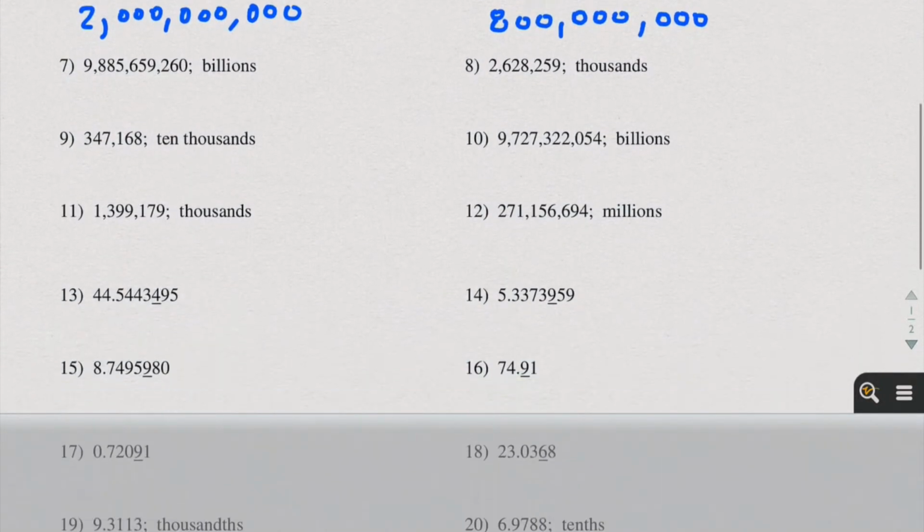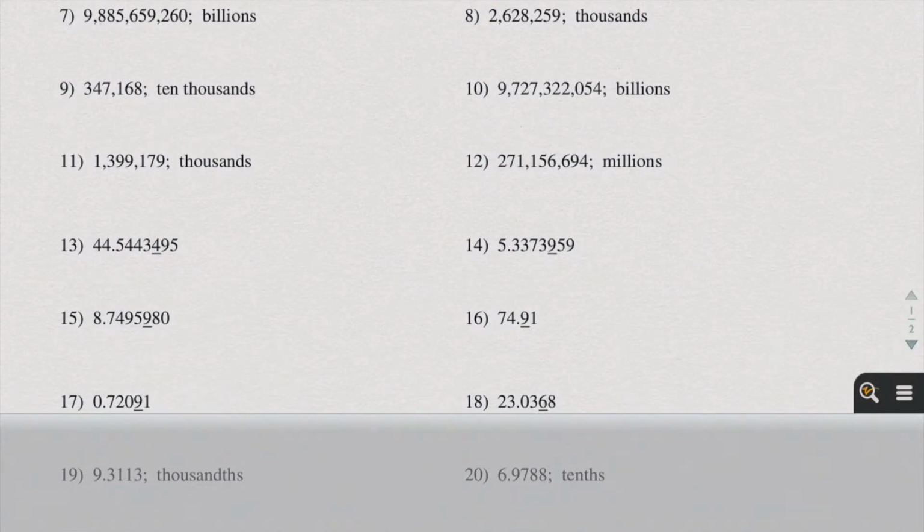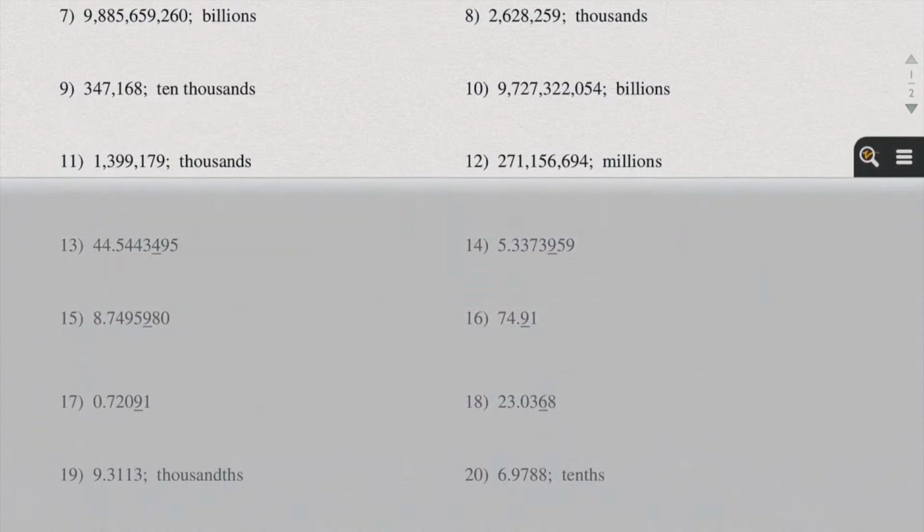Number 7. So now it's asking us to round to a specific place, and this one is telling us to round to the billions place. So the billions place is where that 9 is at. So we look to the right at the 8. Because the 8 is greater than 5, we round that 9 up, and this now becomes 10 billion.